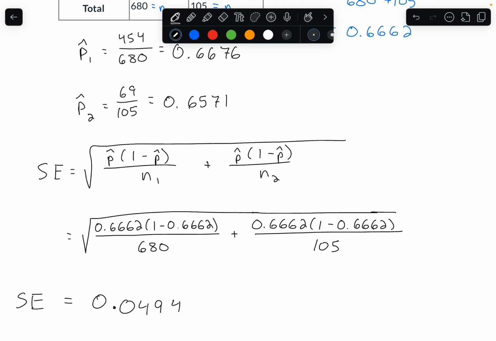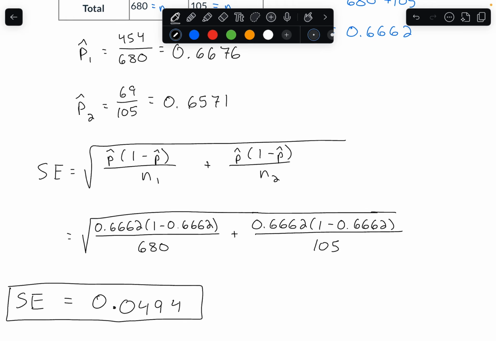I would encourage you to pause the video and try to perform this calculation on your own and just make sure that you get the same number. And if you have trouble with your calculator, you're not getting quite the same thing that I am, reach out to me and we'll talk and we'll figure out what's going on. But I ended up with a standard error of 0.0494. So there's the first part of my answer.